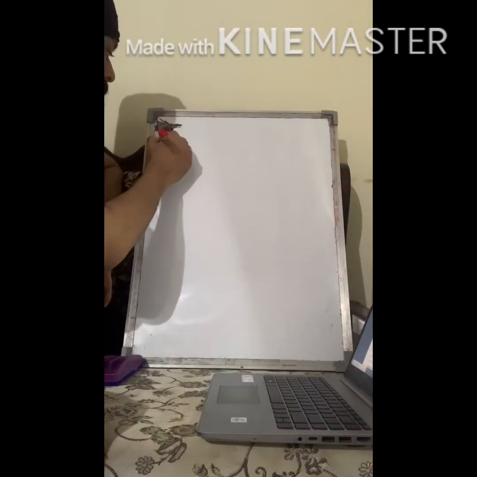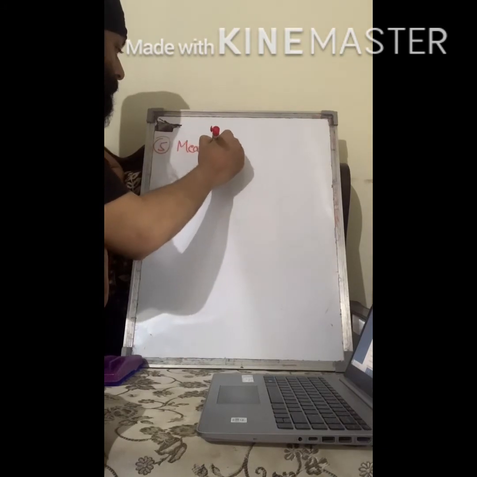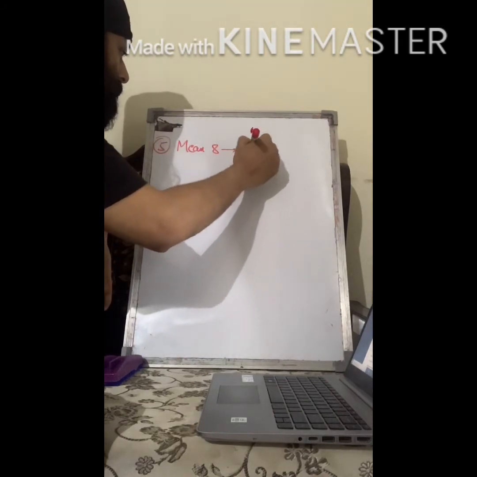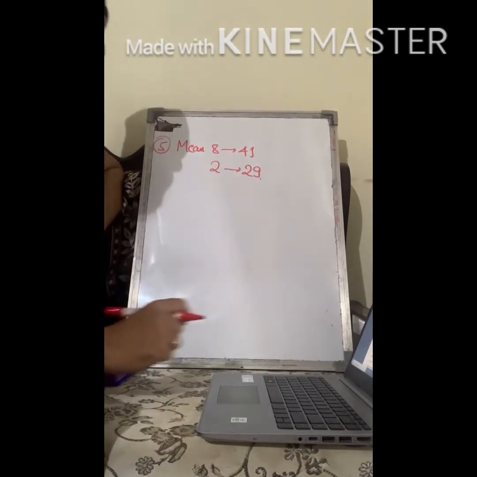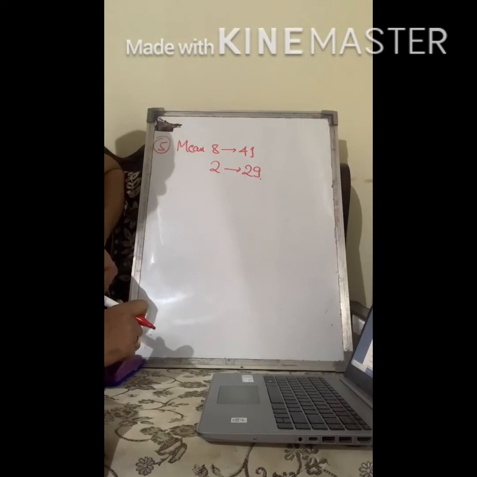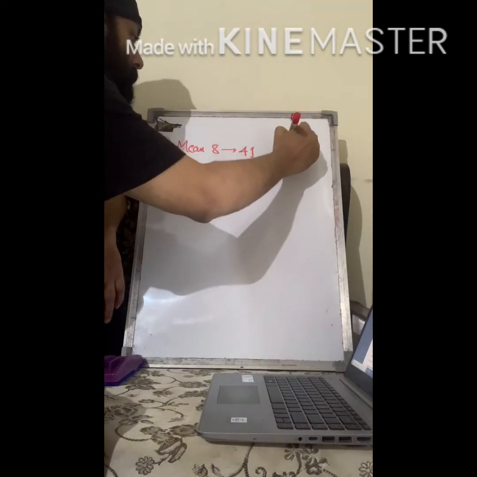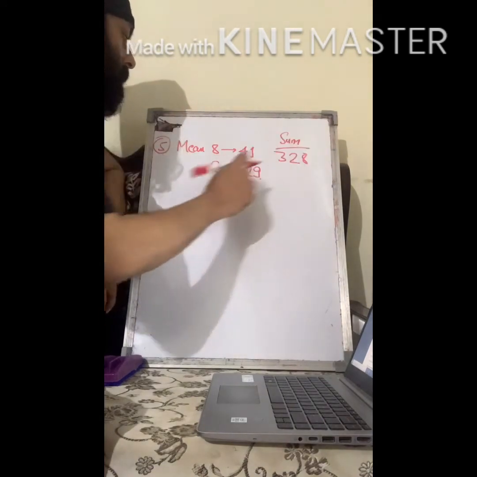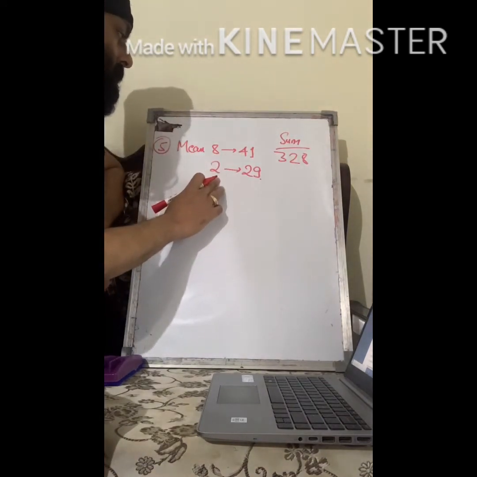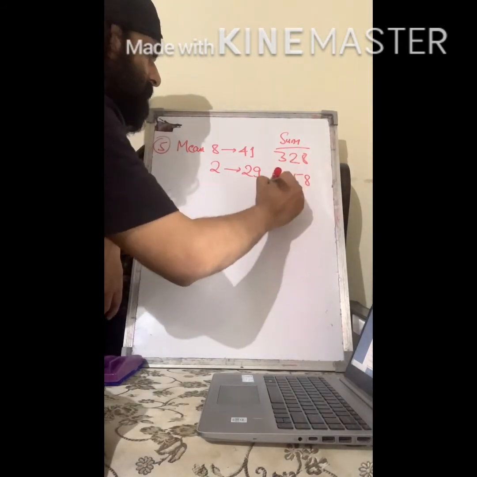Question number 5. Mean of 8 numbers is 41. Mean of 2 of these numbers is 29. Whenever mean is given and the total number of numbers is given, we should find the sum. Mean of 8 numbers is 41, which means the sum of 8 numbers is 328. The mean of 2 numbers is 29, so the sum of these 2 numbers is 2 into 29, which is 58.